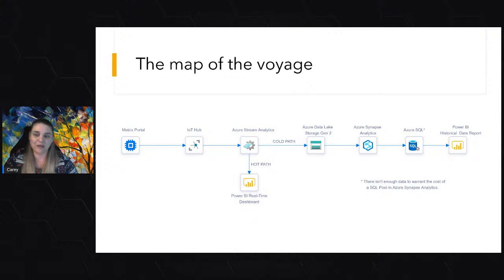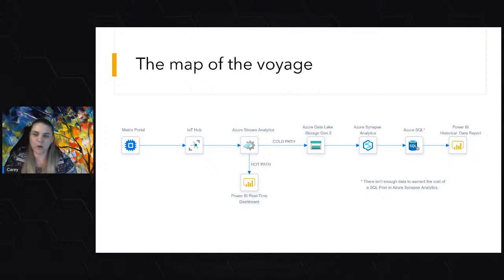These devices are registered as IoT devices in the IoT Hub, and the IoT Hub will essentially provide a device connection string that we're going to store on the device in a secrets file so that the connection can be made from the matrix portal into the IoT Hub.